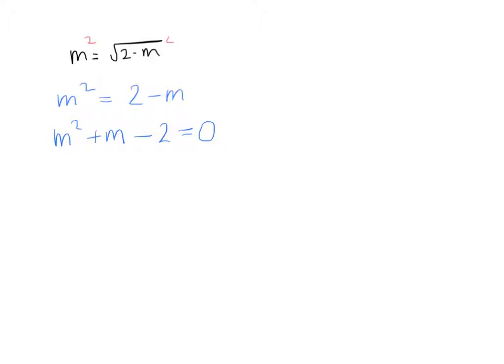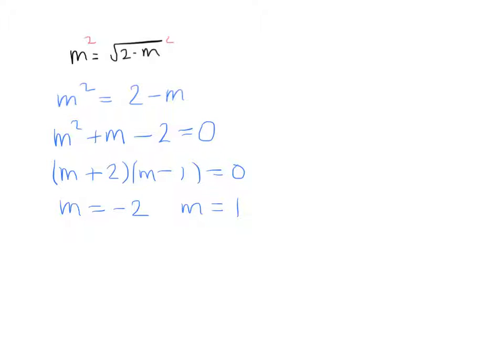So I think I'm going to try to factor this one. If it's quadratic, I could factor, or I could use the quadratic formula. I'm going to try to factor this, because it looks like it'll be easy to factor. How's that look? I think that's factored right. So then we can solve, and we can say m equals -2 and m equals 1.